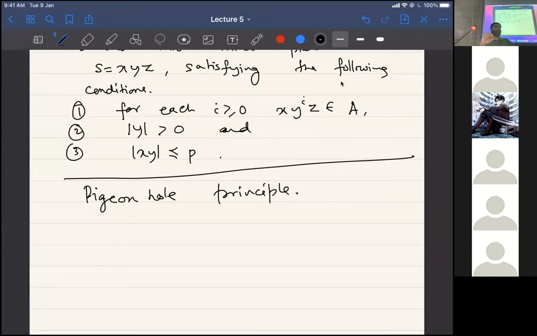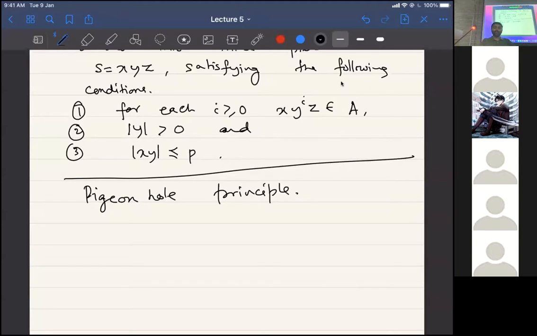It's a mathematical principle, a theorem which is used to prove many results in mathematics and computer science. This is not the right place to go into details about the pigeonhole principle, but this is the statement, and I will share some link where you can read more about it. There are some other versions of the pigeonhole principle, weak versions and other variations.